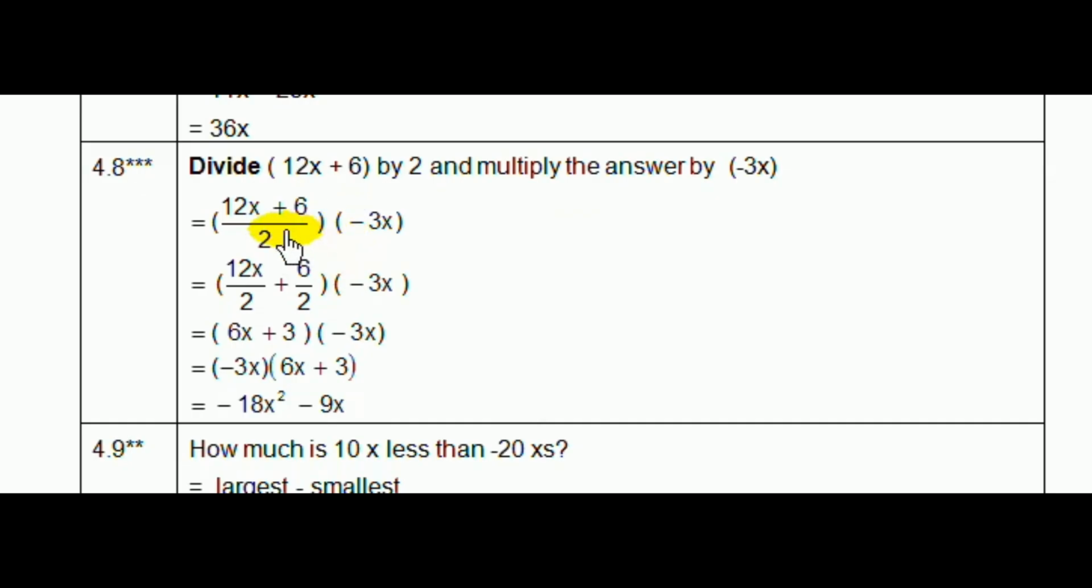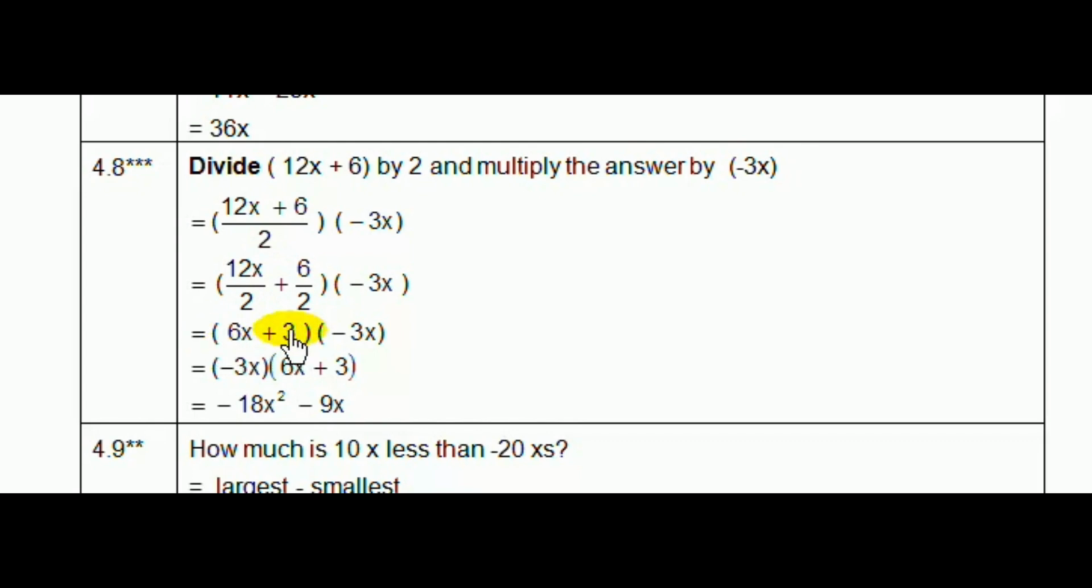Now in the first case we have to divide each one of those on top with the 2 underneath them. Write it like that so that you can cancel out and get to the 6x plus 3. That's the answer of those 2 terms there. So 12 divided by 2 is 6, and there's a x on top, so 6x plus, and 6 divided by 2 will give you 3.